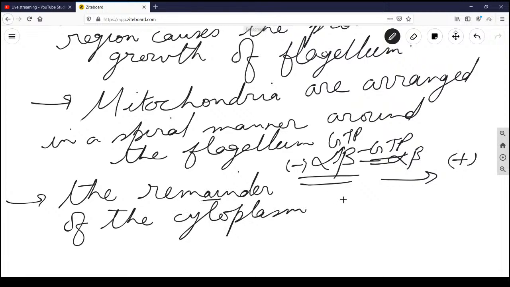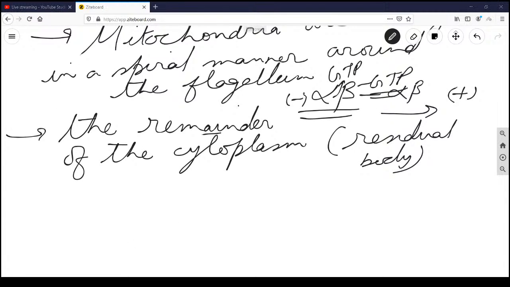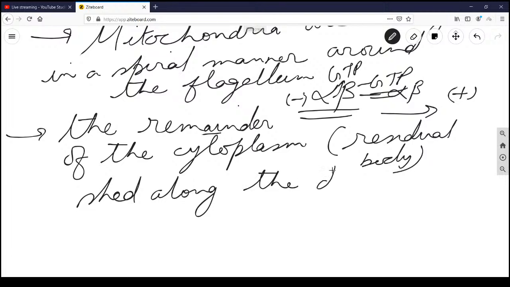The remainder of the cytoplasm is known as the residual body. Okay, what happens to it is it is shed along the developing tail of the sperm cell.